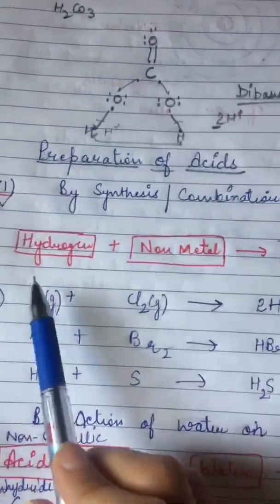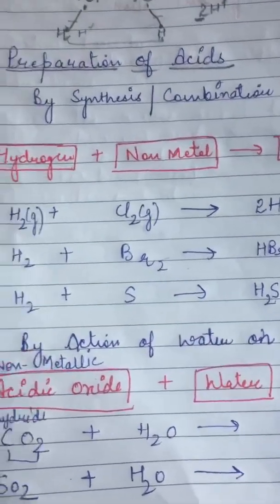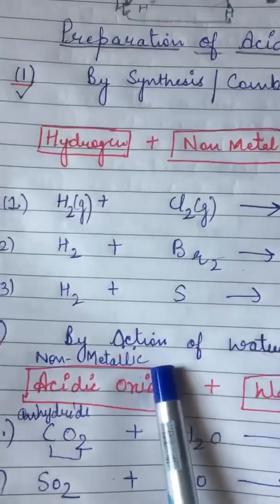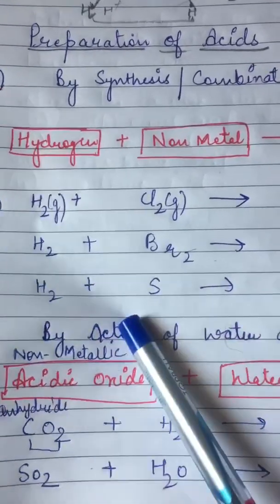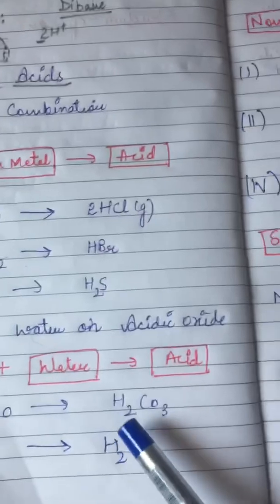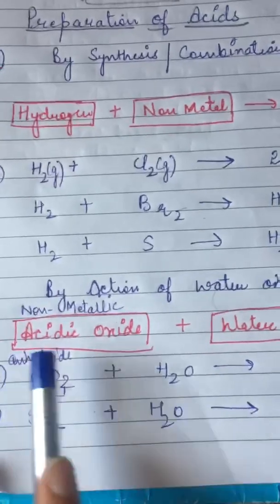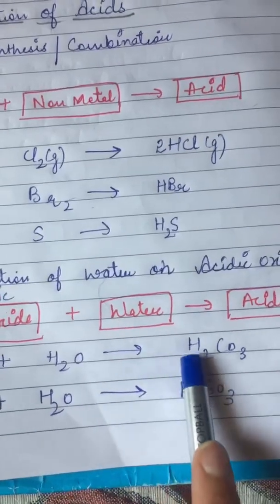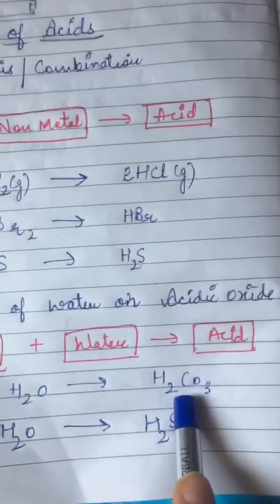By synthesis, hydrogen and non-metal give acid. Next, by action of water on acidic oxide or non-metallic oxide. Remember, non-metals always give acids and metals always give bases. Non-metallic acidic oxide: C, carbon, non-metal; S, non-metal. CO2 plus H2O gives H2CO3, carbonic acid. Sulfurous acid, sulfuric acid, right? Anhydride means anhydrous: take out the water molecule. Take out H2O, leaving behind CO2. So it is the anhydride of carbonic acid.